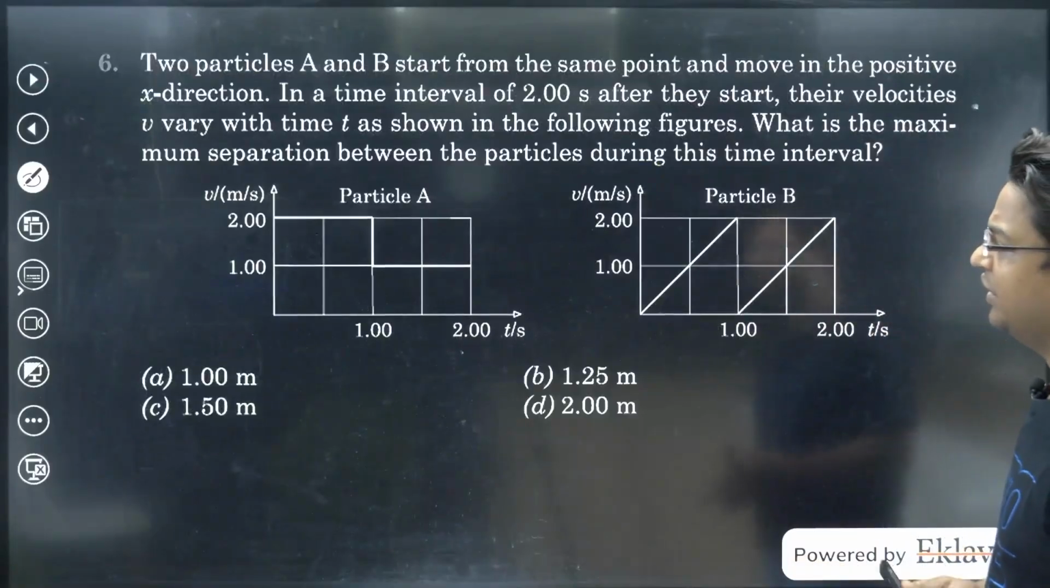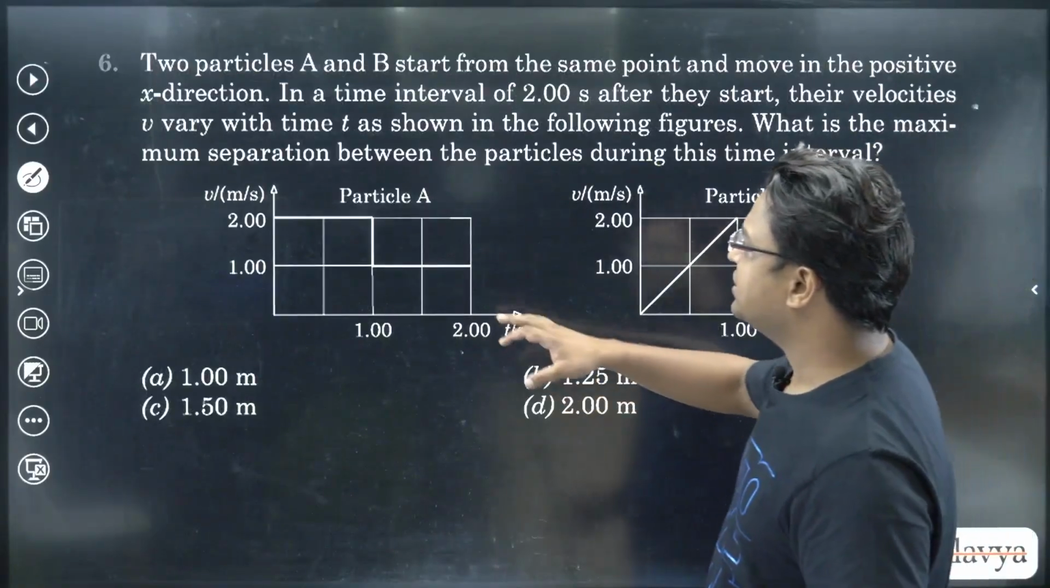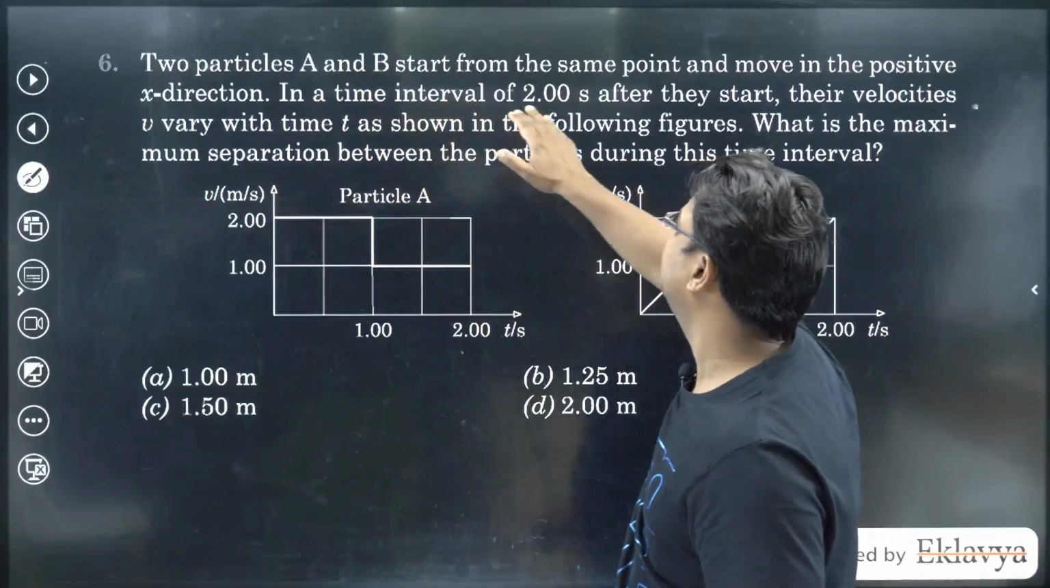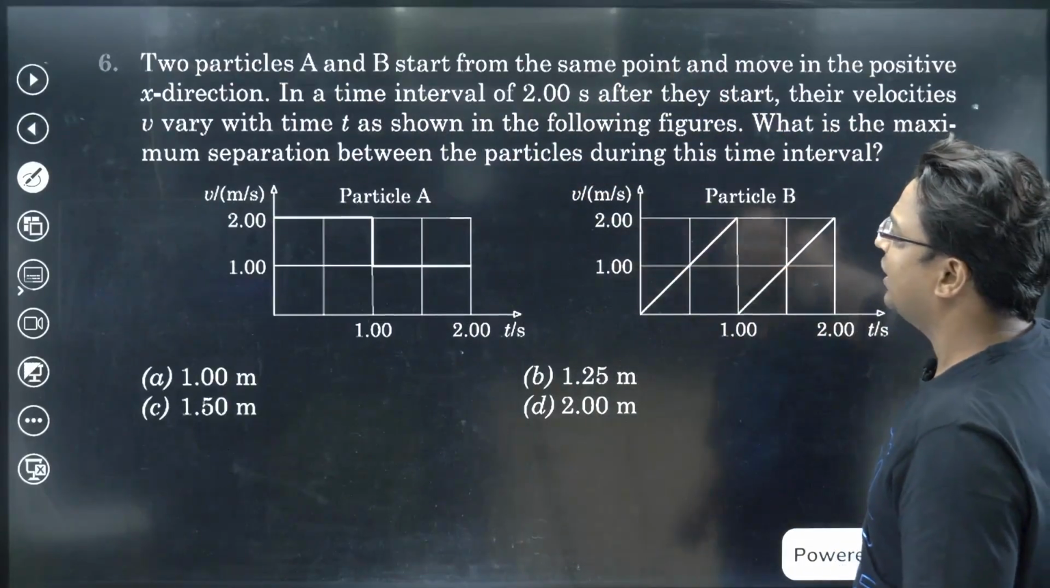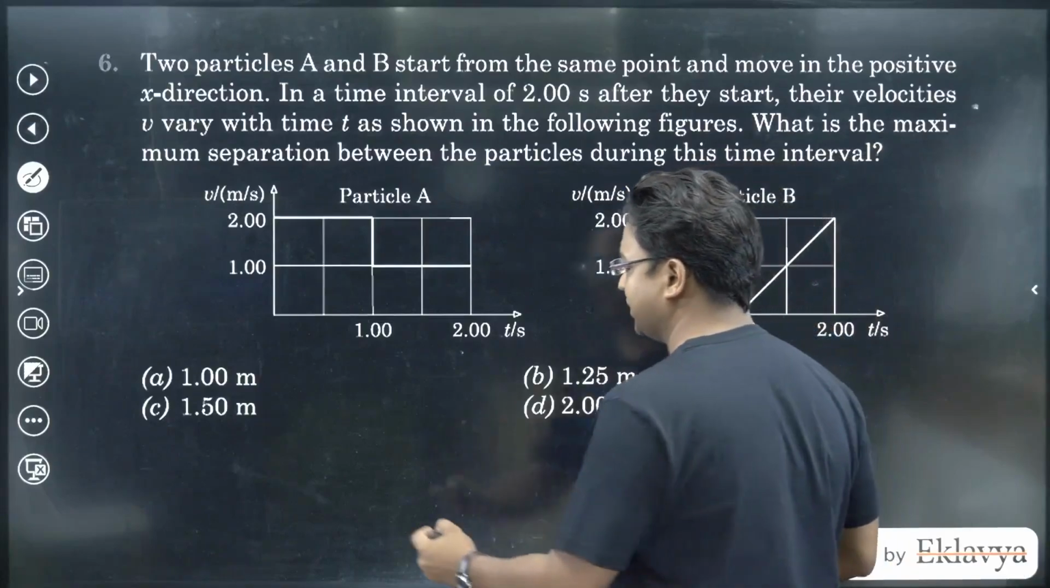Question number 6. Again, a very good question. So this question says there are two particles A and B. They start from the same point and move in the positive x direction. Okay, so they are starting from the same point.